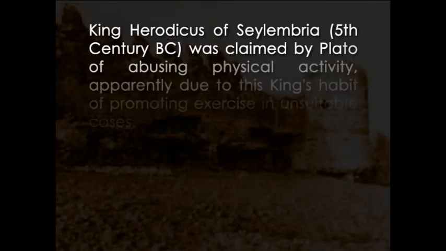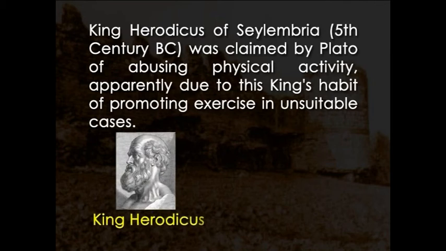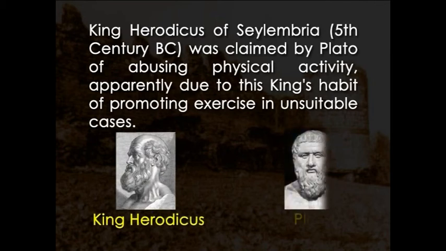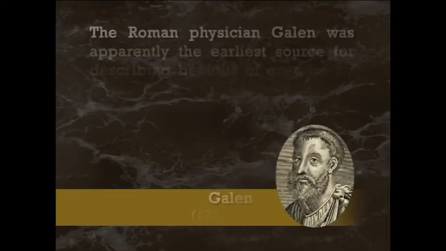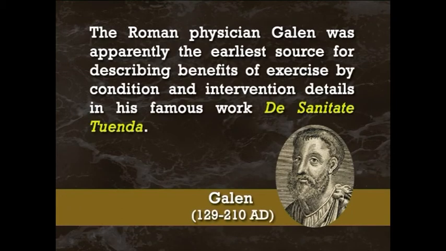King Herodicus of Selymbria in the 5th century BC was claimed by Plato of abusing physical activity, apparently due to the king's habit of promoting exercise in unsuitable cases. The Roman physician Galen was apparently the earliest source for describing benefits of exercise by condition and intervention details in his famous work De Sanitate Tuenda.